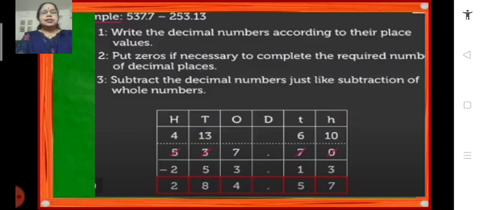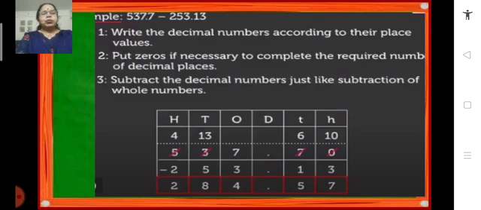Now here let's once again see what are the steps involved in subtraction of decimals. So first we have to write the decimal numbers according to their place values, and we have to put zeros wherever necessary in order to make the decimals like decimals. Okay, that means they should have equal number of decimal places. And then we can subtract the decimal numbers just like the subtraction of whole numbers.